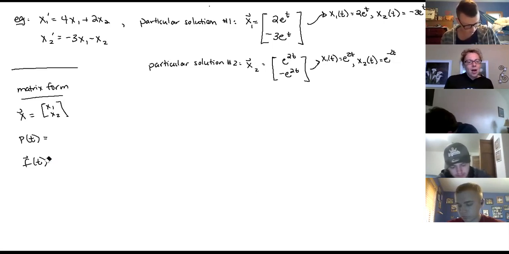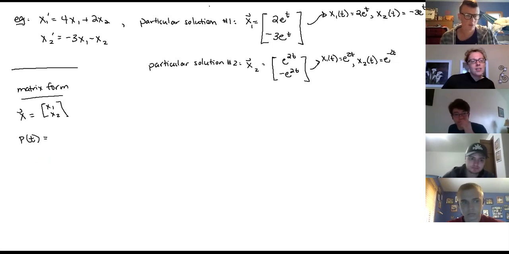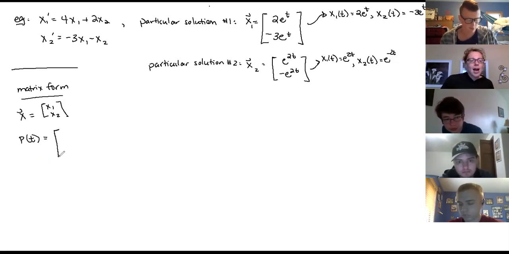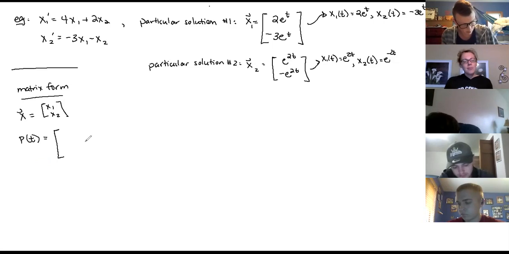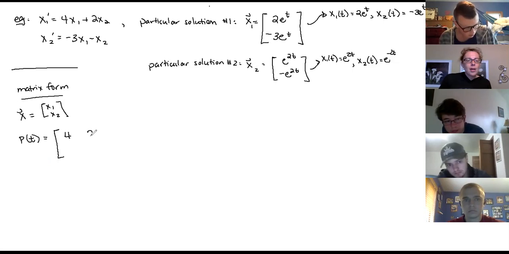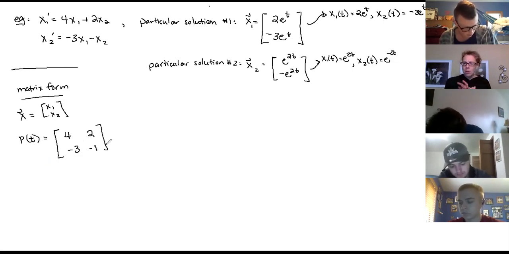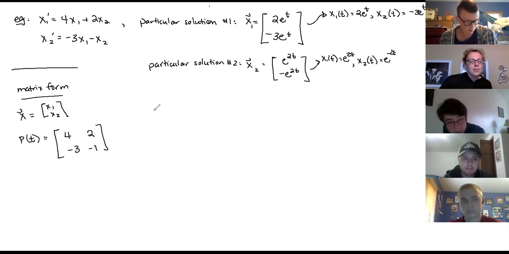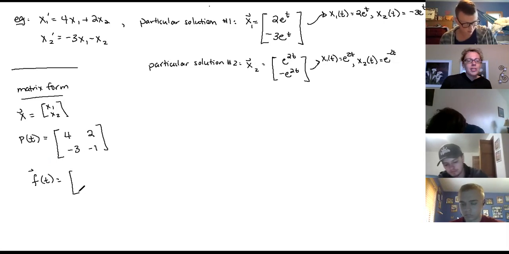P of t comes from the coefficients. There are no t's, there's just constants. So this is going to be 4, 2, negative 3, negative 1. Do we see where those are coming from if I read across? 4, 2, negative 3, negative 1. Those are good? We're good with those? Okay. And then my vector, little f of t. This is a homogeneous system, so this is just going to be 0, 0. So I can write this in matrix form.